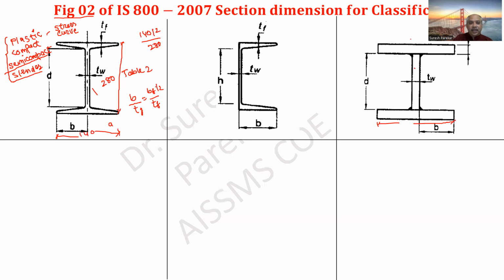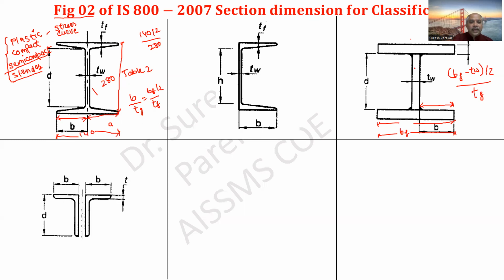In rolled section it is BF by 2, but in case of welded section, if I have this as BF, then we have to keep in mind it is (BF minus TW) divided by 2, upon TF, because you can see it is mentioned only the outstanding part of the welded section, whereas in rolled section it is taken this value. So good detail in this.